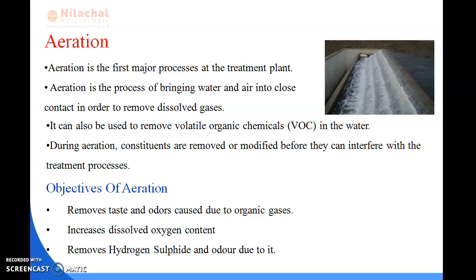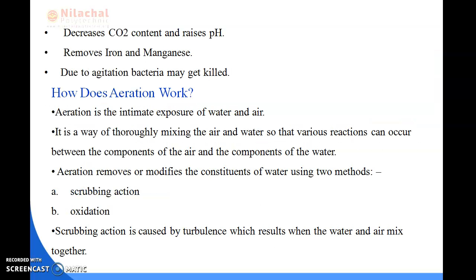And we have also studied the objectives of aeration. First, it removes the taste and odor that are caused by organic gases. It also increases the dissolved oxygen content, and it removes hydrogen sulfide, and it removes iron and manganese. I have also discussed with you how aeration works.